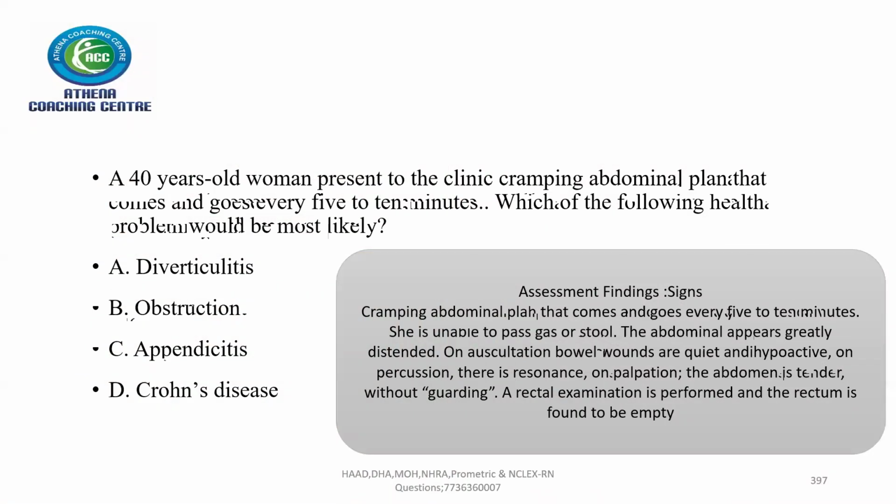Here, this is the first question. You can just read the question. So the question here is: a 40-year-old woman presents to the clinic with cramping abdominal pain. There is a typing error. It's abdominal pain that comes and goes every 5 to 10 minutes. And please read the rest from the box.